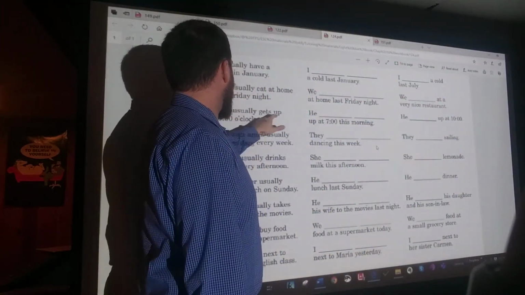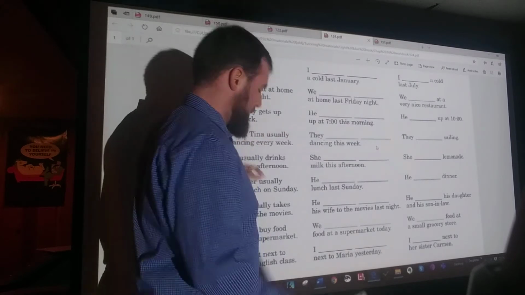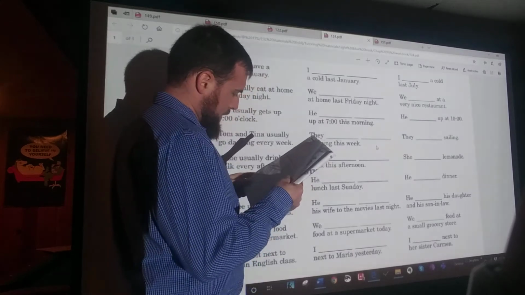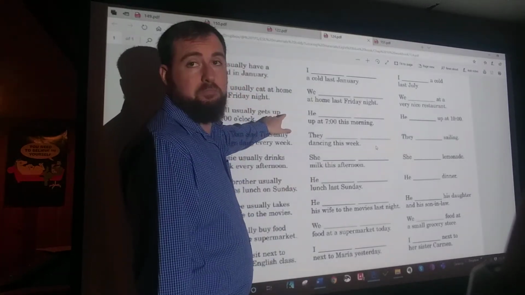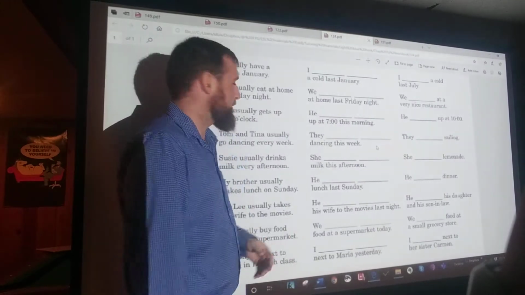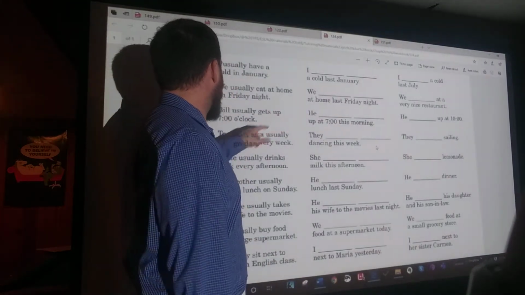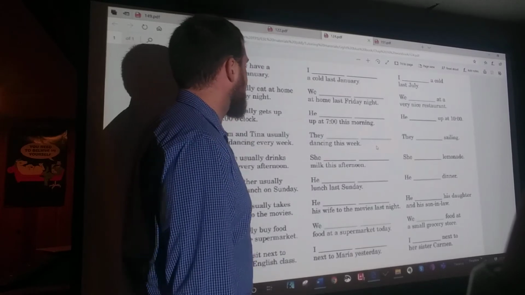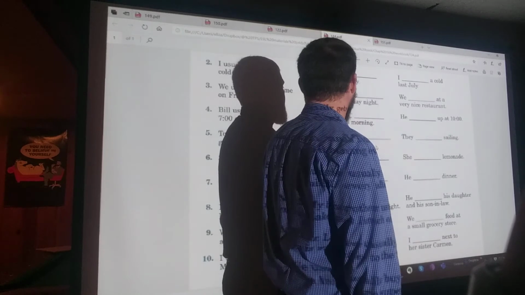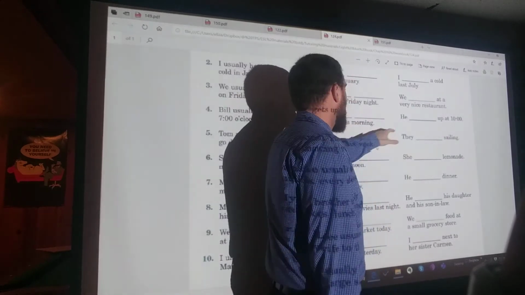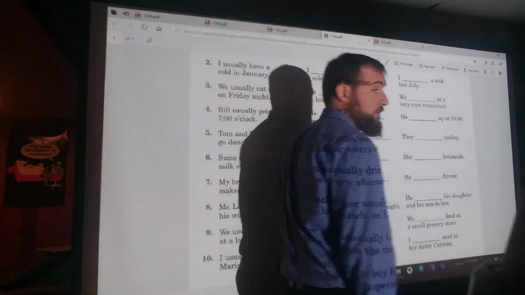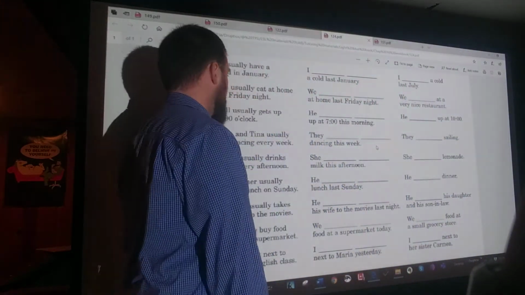Bill usually gets up. Is that a typo there? Yeah, there's a typo there. He usually gets, I should say at. So I apologize for that. The book is wrong. We caught a mistake in the book. It happens. Bill usually gets up at 7 o'clock in the morning. He didn't get up at 7 o'clock this morning. He got up at 10 o'clock. That's starting to sound more like me. Whew.